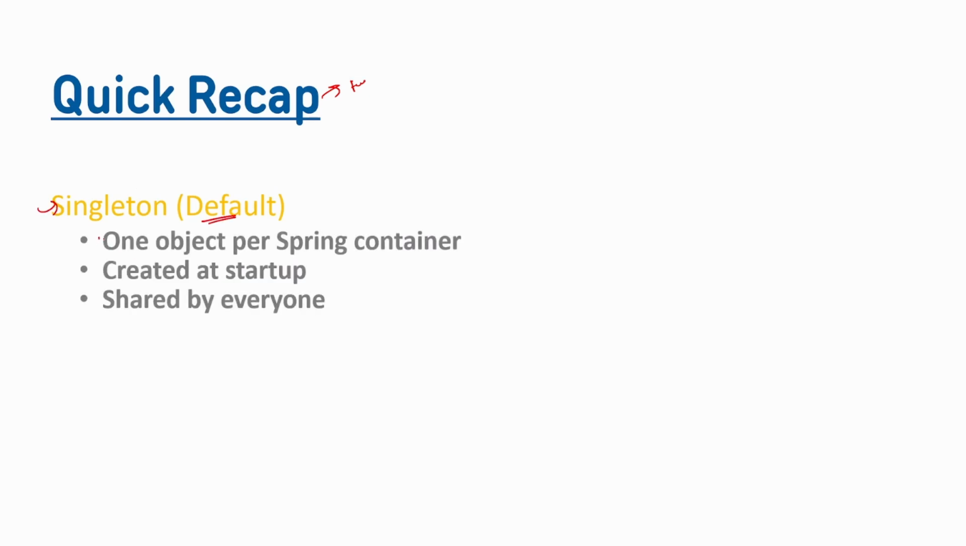So let's do a quick recap of what we have already learned. We have seen that in Spring there are two types of scope. The first one is the singleton scope, and it is the default. In the singleton scope, there is only one object per Spring container, and it is created at startup and shared by everyone. So this is the singleton bean. By default it is created at startup because it follows eager initialization.